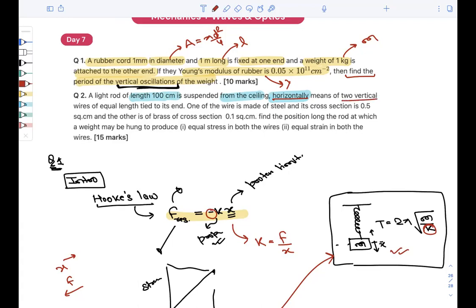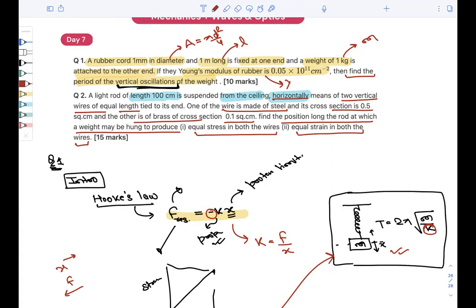By means of two vertical wires of equal length, right? One wire is of steel, whose cross-section area is given, and the other is of brass, whose cross-section is also given. Find the position of the rod at which a weight may be hung to produce equal stress in both wires and equal strain in both wires. See, in the classes we have already discussed these things.